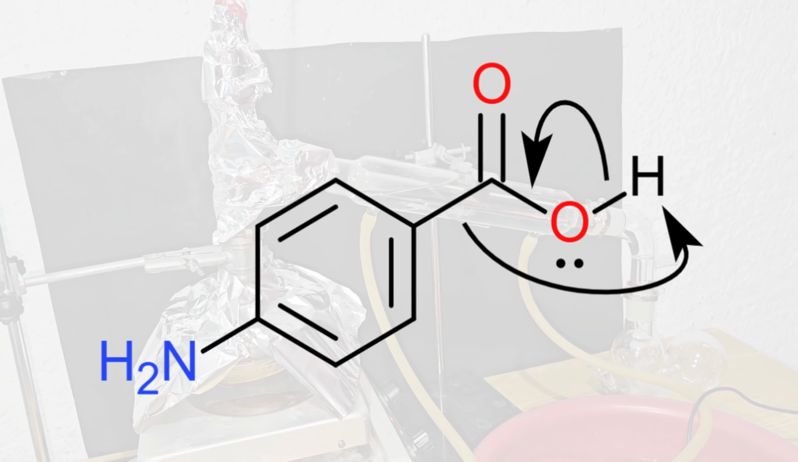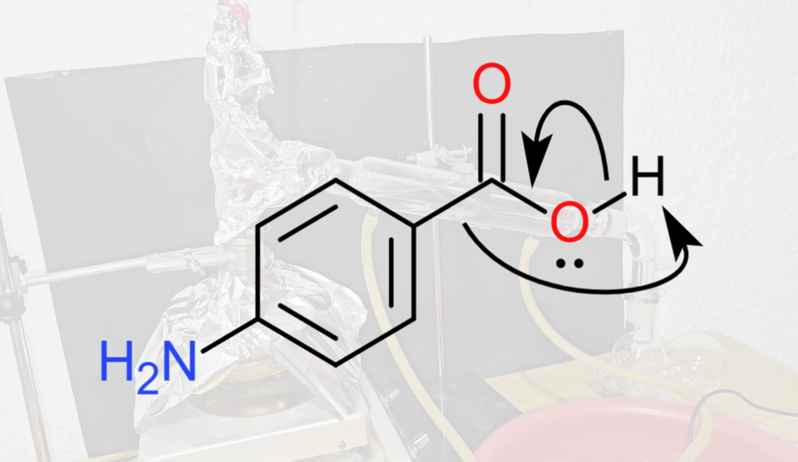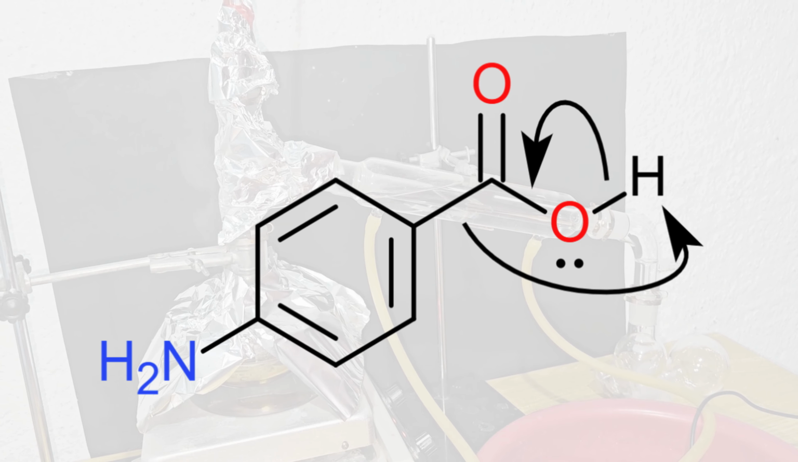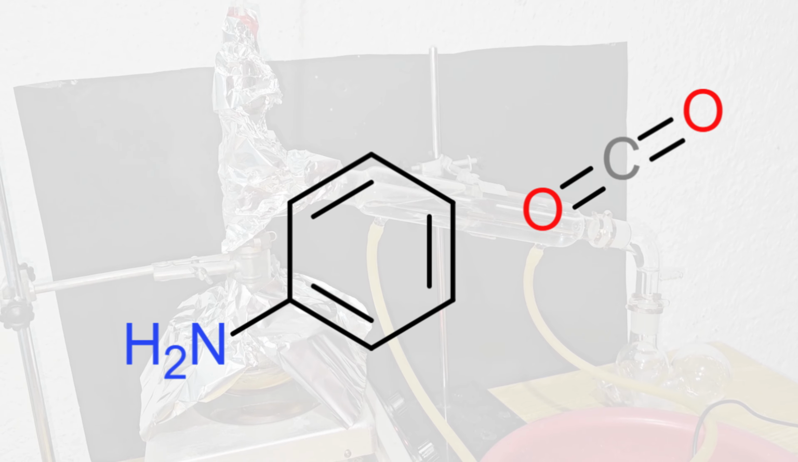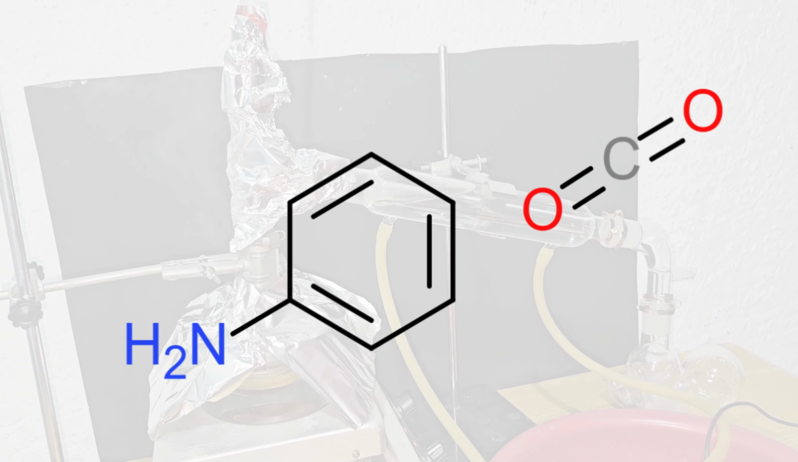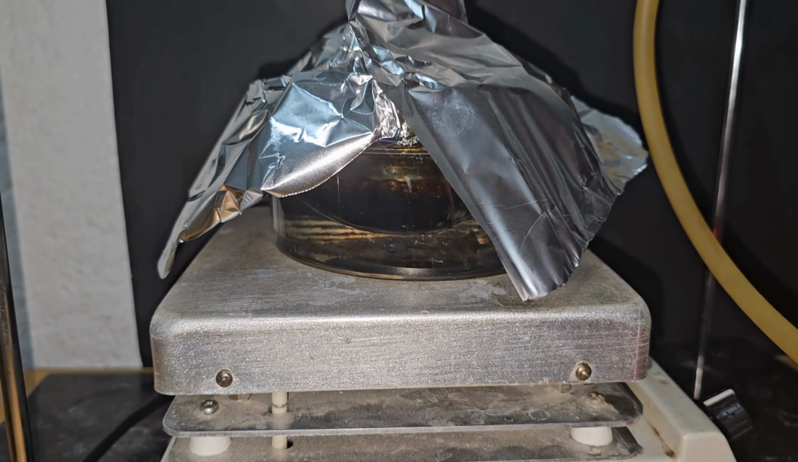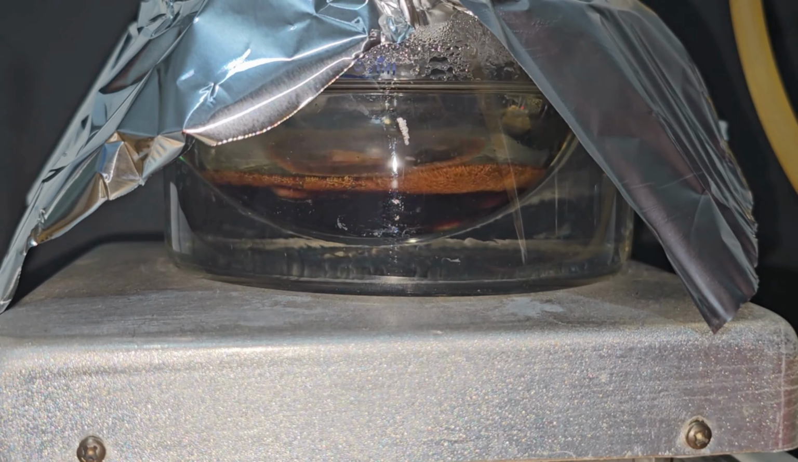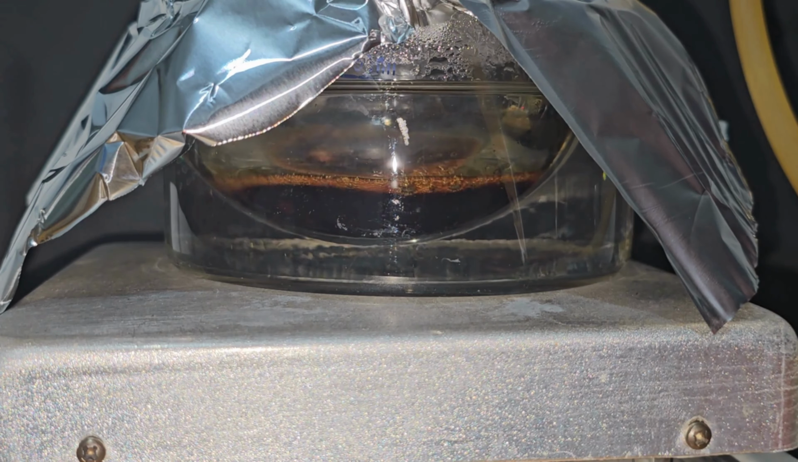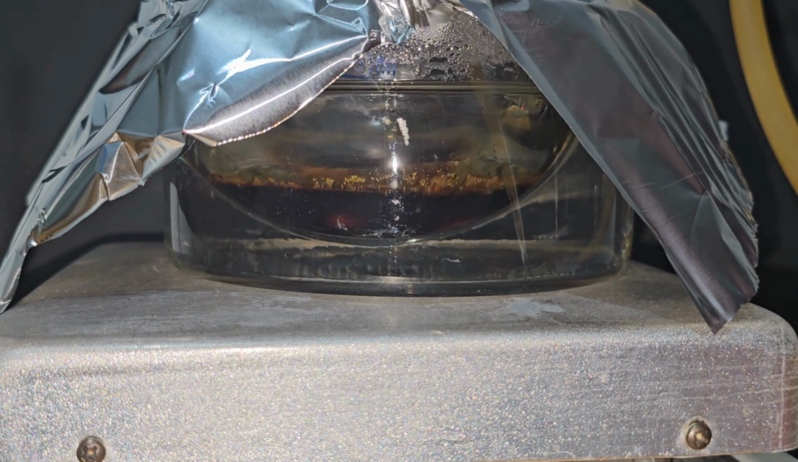The mechanism goes like this. First, oxygen forms a double carbon-oxygen bond, and the electron pair between the benzene ring and the carbonyl group takes the remaining proton, forming aniline and carbon dioxide. I used aluminum foil to isolate the system. Eventually, all the para-aminobenzoic acid completely melted.